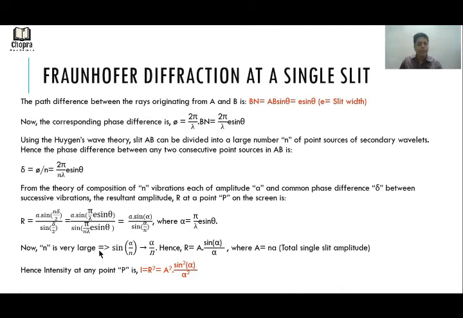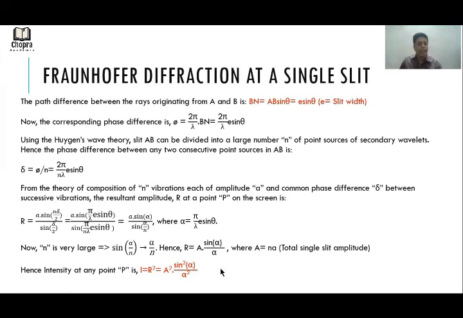So if n is very large, I can safely assume that sine theta tends to theta, or in this case, sine alpha by n approaches alpha by n. So using this concept, I just replace sine alpha by n with alpha by n. So I get a sine alpha by alpha by n. I take n up, it becomes capital A. That is, small n a is equal to capital A, which is actually the total single slit amplitude.